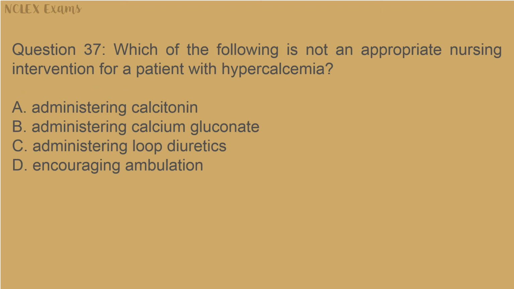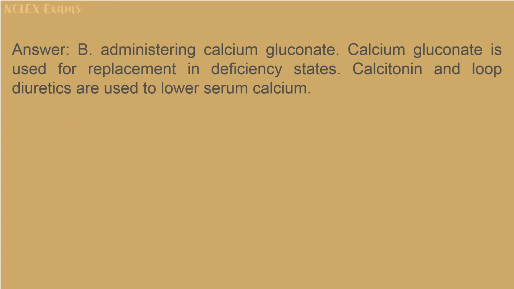Question 37. Which of the following is not an appropriate nursing intervention for a patient with hypercalcemia? A. Administering calcitonin, B. Administering calcium gluconate, C. Administering loop diuretics, D. Encouraging ambulation. Answer: B. Administering calcium gluconate. Calcium gluconate is used for replacement in deficiency states. Calcitonin and loop diuretics are used to lower serum calcium.